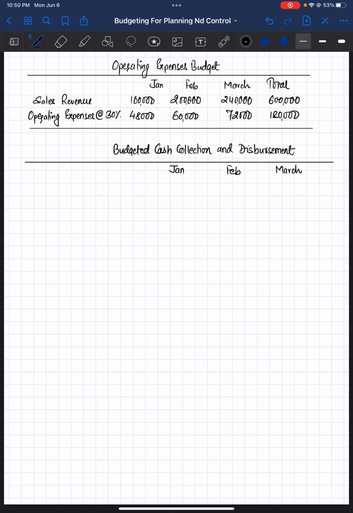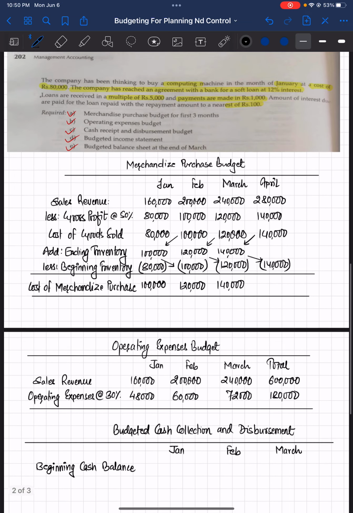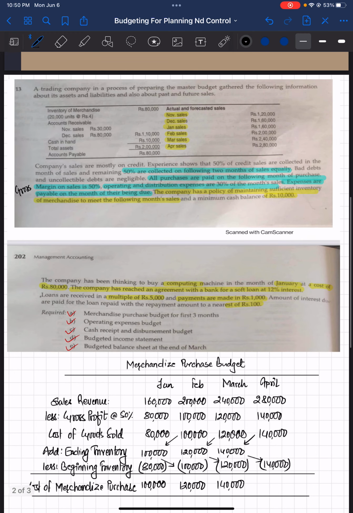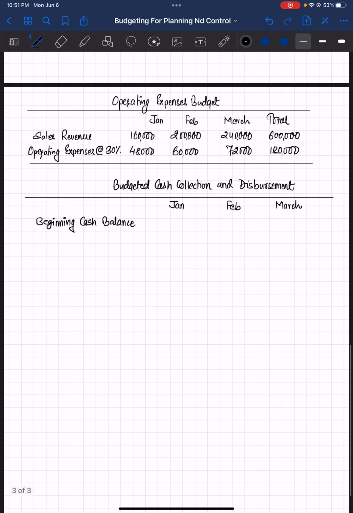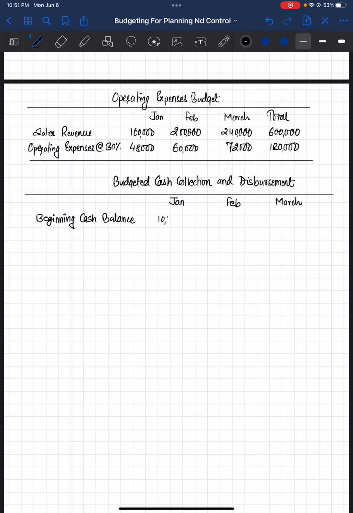In order to prepare this budget, we will have 3 months: January, February, and March. As always, we start with the beginning cash balance, and as always, we go to our beginning balance sheet. On this part, we check the cash, and it is 10,000. So that's what we're going to have over here.